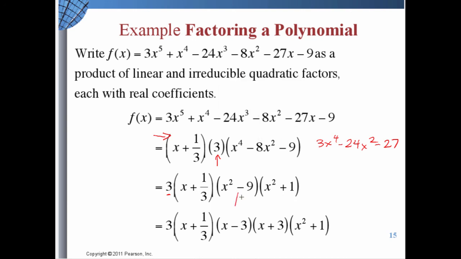x squared minus 9 can factor into these two linear factors. x squared plus 1 does not factor. So our final result is the constant 3, 3 linear factors, and 1 irreducible quadratic factor.